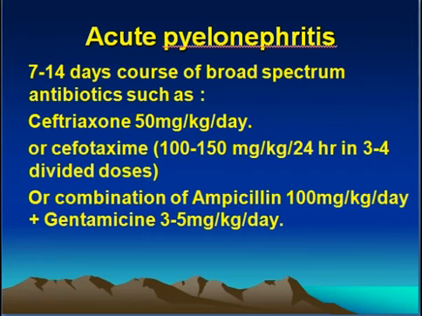Acute pyelonephritis can be treated by a 7 to 14 day course of broad-spectrum antibiotic such as ceftriaxone 50 mg per kg per day, or cefotaxime 100 to 150 mg per kg per day in 3 to 4 divided doses, or a combination of ampicillin 100 mg per kg per day plus gentamicin 3 to 5 mg per kg per day.